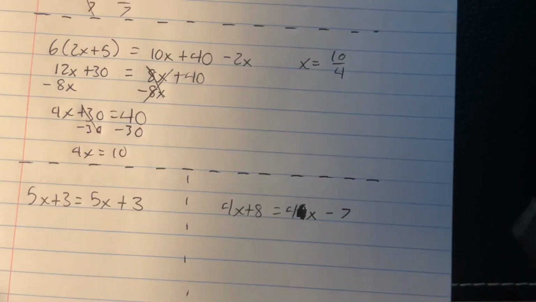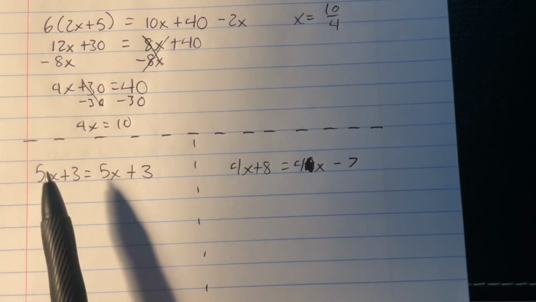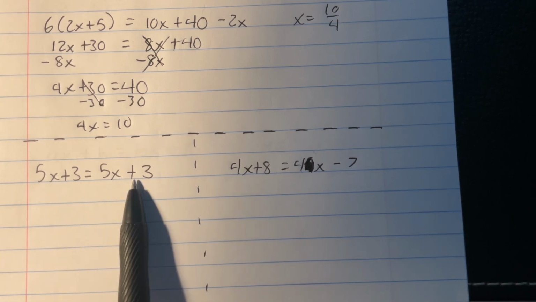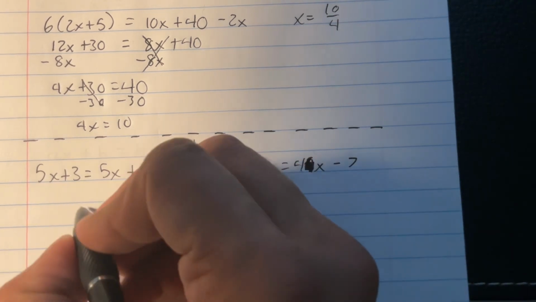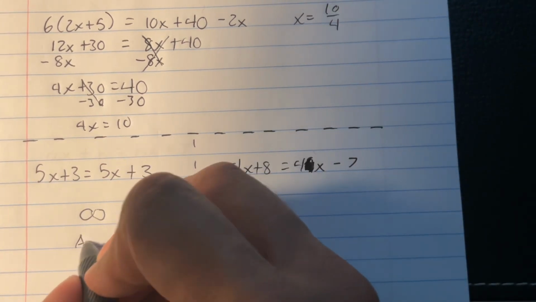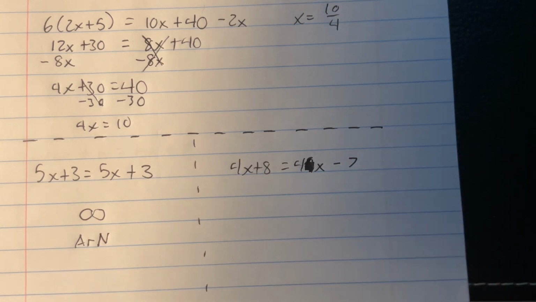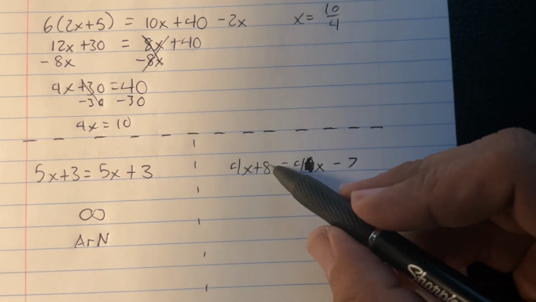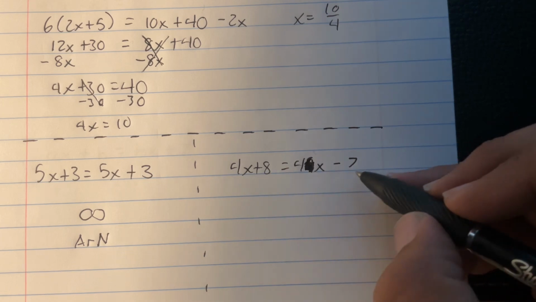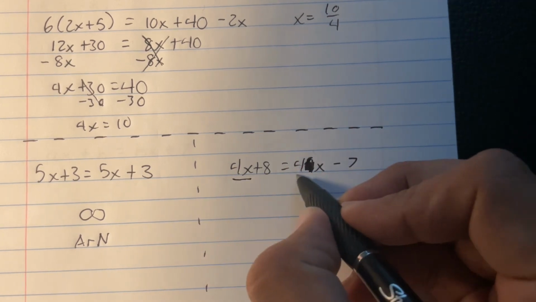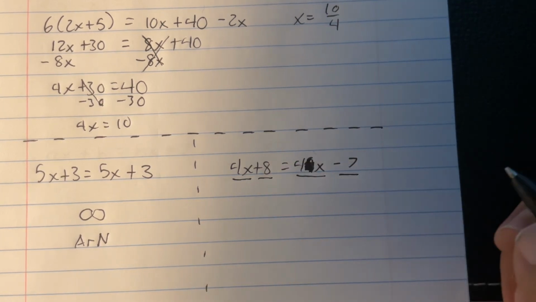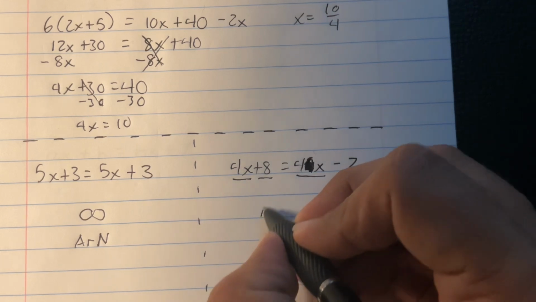Now let's talk about these two situations. So let's say you simplify it, and all of a sudden you notice they look exactly the same on both sides. If this occurs, then there are infinite many solutions, or all real numbers. Okay? This one, if you come out with 4x plus 8 and 4x minus 7, meaning they have the exact same amount of x's, but the constants are different, this is actually no solution.